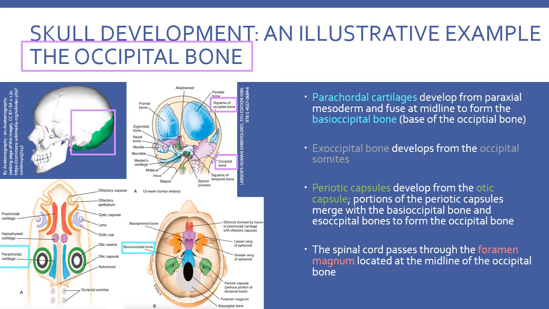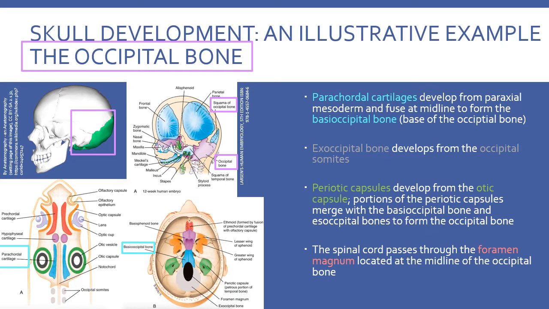Then we have the exoccipital bone that develops from occipital somites. So way back at the beginning we talked about somites. Well, here they are again. And this exoccipital bone is derived from the somites directly. Okay. Then we have what are called the periotic capsules, which are derived from what's called the otic capsule. At any rate, portions of those capsules are going to merge with both the basio-occipital bone and the exoccipital bone, and they are all going to fuse to form the occipital bone. Okay? So all those structures are going to come together to form this one bone.